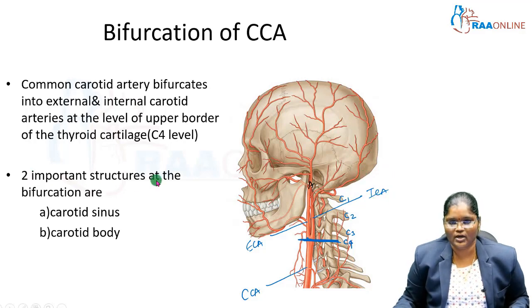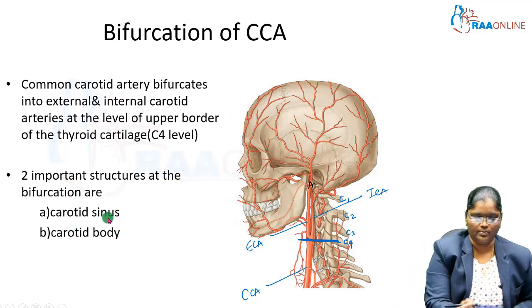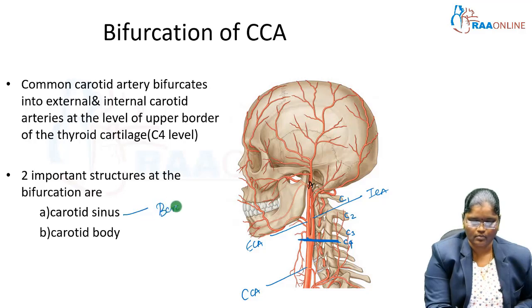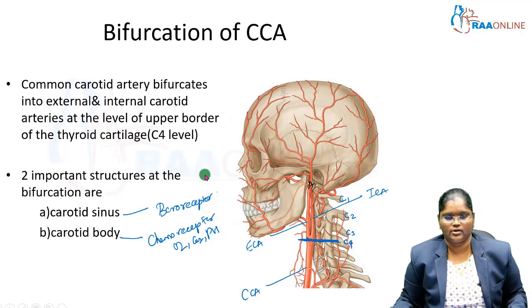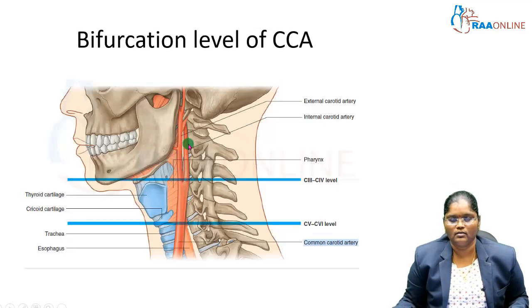The two important structures located at the level of bifurcation are the carotid sinus and carotid body. These are receptors. The carotid sinus is a baroreceptor, whereas the carotid body is a chemoreceptor, which senses the oxygen, carbon dioxide and pH of the blood reaching the brain. In this diagram, you can see a horizontal line cutting at the level of C4, where the bifurcation of the common carotid artery occurs.